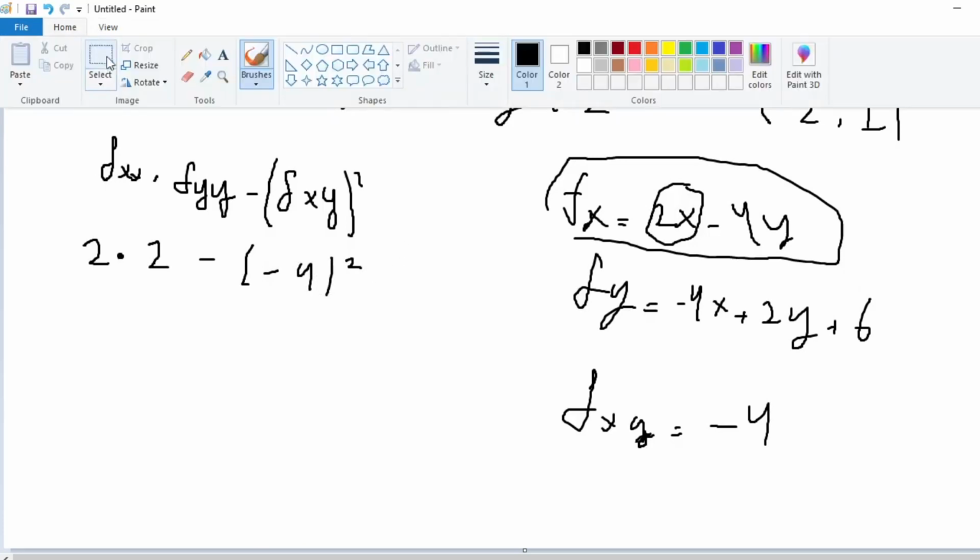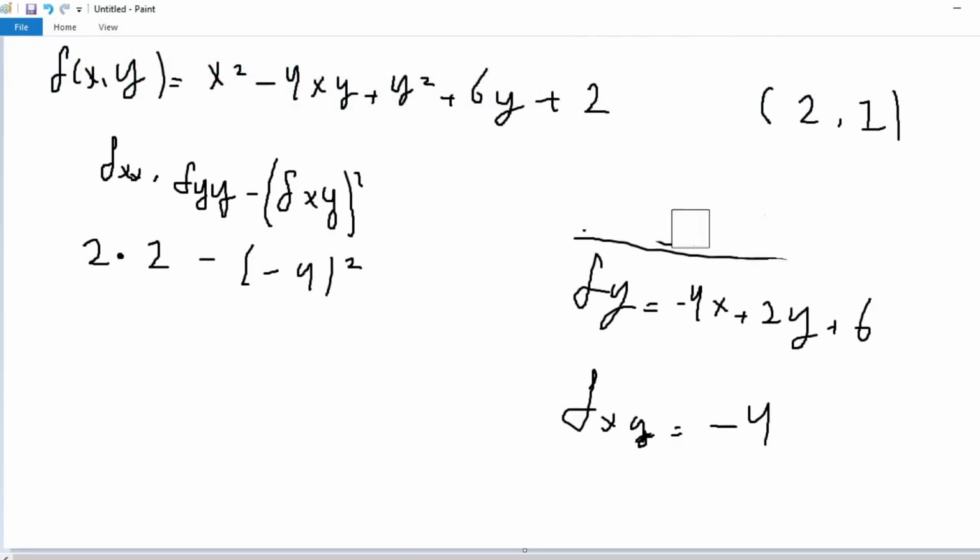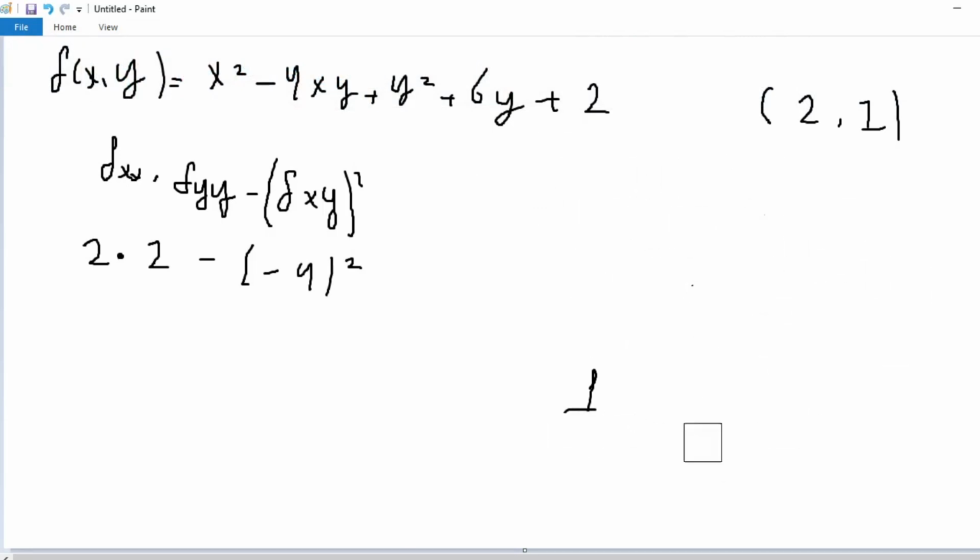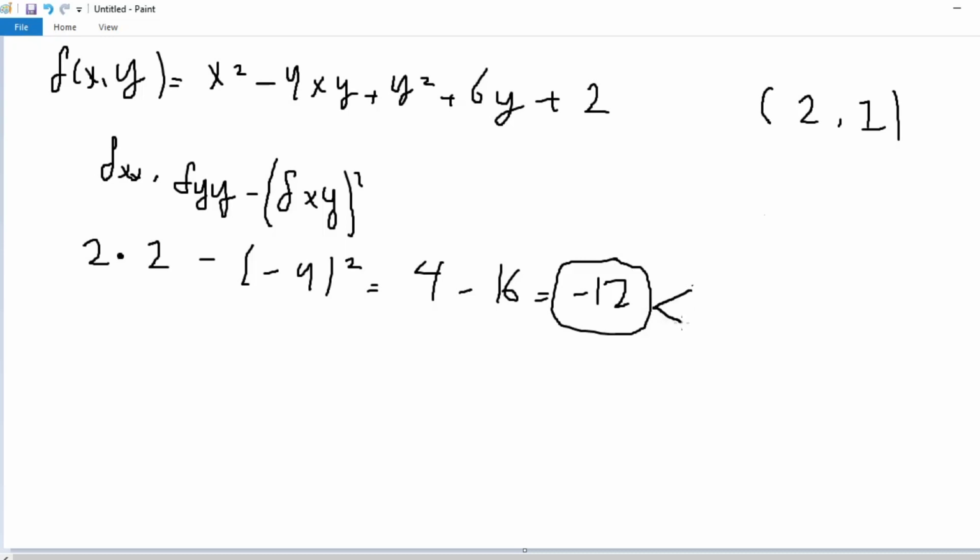Okay, and I don't need those anymore. So let's find the discriminant here. It is going to be 2 times 2, which is 4, and then negative. Negative 4 squared is 16. So 4 minus 16 is going to be minus 12. So this is the discriminant. Now we need to find the local minimum, maximum, or saddle point. We said that if there is a local minimum or maximum, the discriminant must be greater than 0. So negative 12 is not greater than 0, it's less than 0.